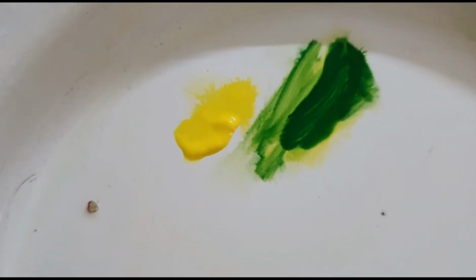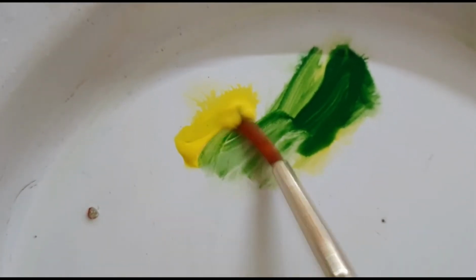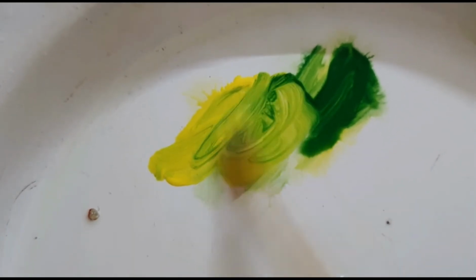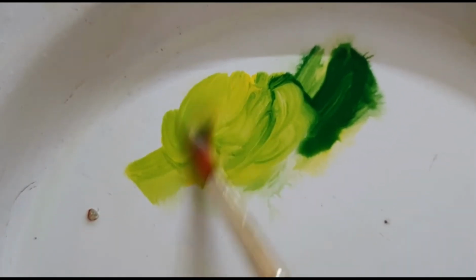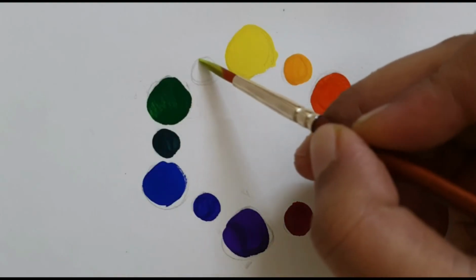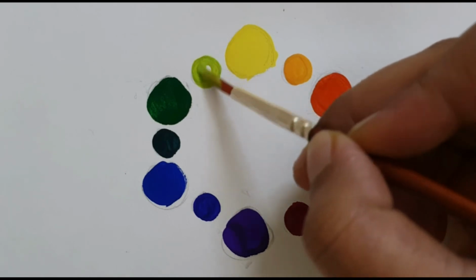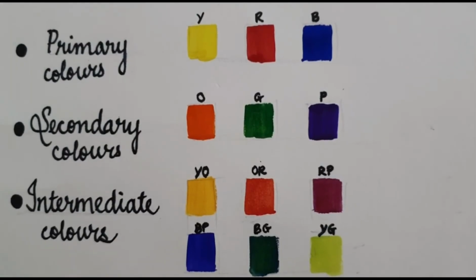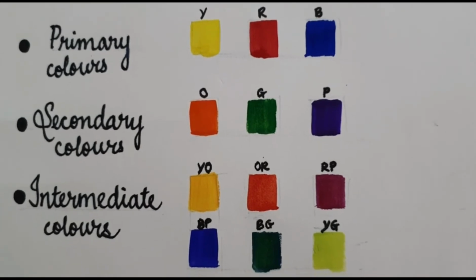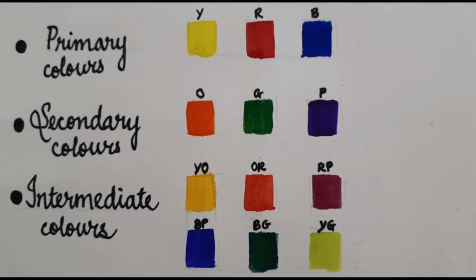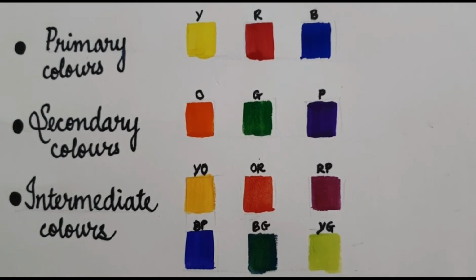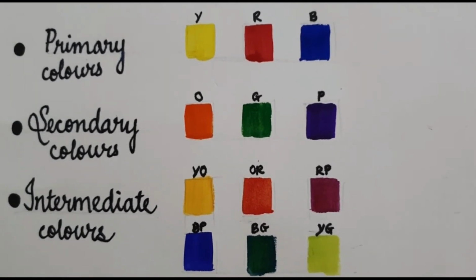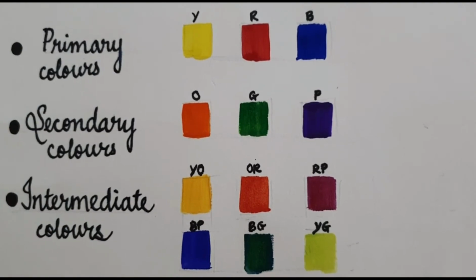So the last one is yellow and green. This shade looks beautiful. That's yellow green. Here comes my yellow green on my color wheel. That's the last intermediate shade of the color wheel. So we are done with the color wheel now. So that's our primary colors, secondary colors and intermediate colors that I have shown you in the color wheel. I have applied the colors so that you can have a look at it at once.